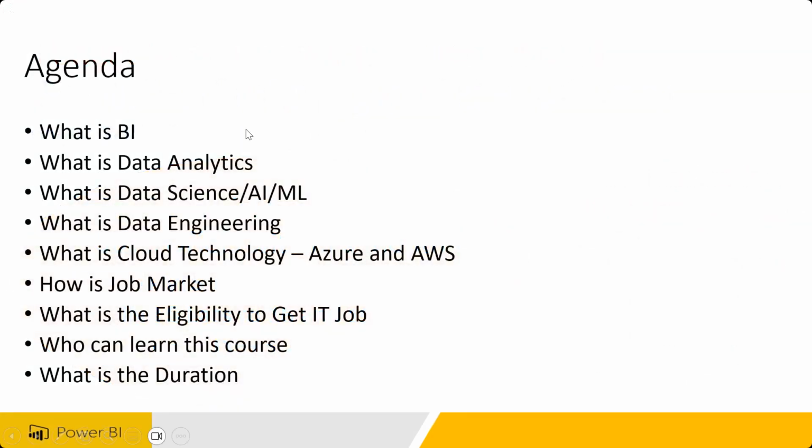Let us understand today what is business intelligence, what is data analytics, what is data science and AI and ML, what is data engineering, what is cloud technology, Azure and AWS, how is the job market in India as well as abroad, and what is the eligibility to get an IT job, what are the qualifications you need to have. That is what we'll discuss. And who can learn this course, and what is the duration of the course. One by one we will answer.